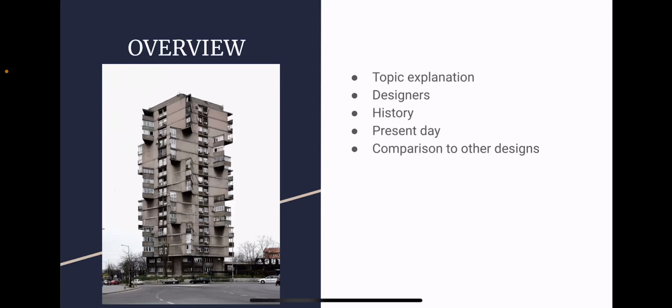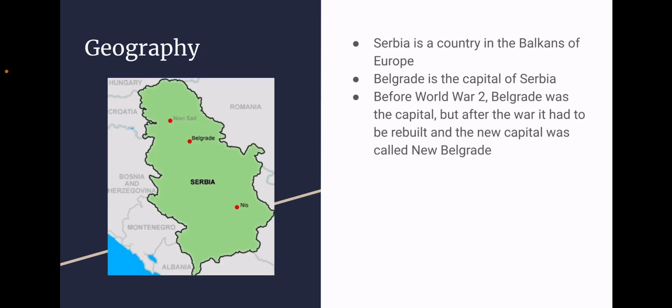So for an overview of every topic we're going to cover in our project, we're going to go over an explanation of the topic and everything that went into that, some designers that played an important role in the buildings of our style, the history of the Brutalism of Belgrade, and then what Belgrade looks like currently, and then some comparison to other designs.